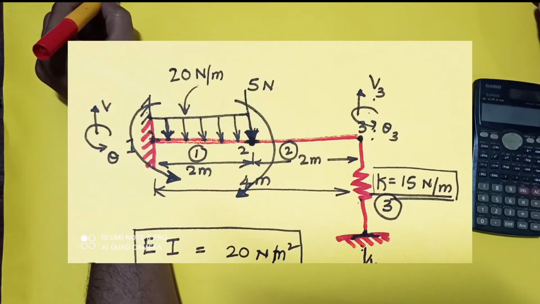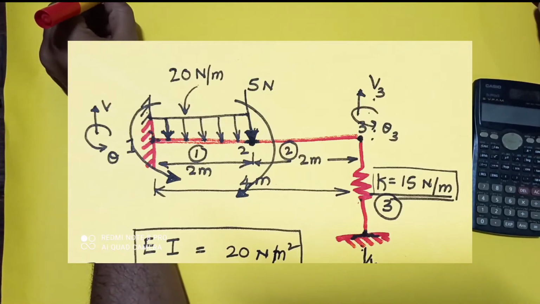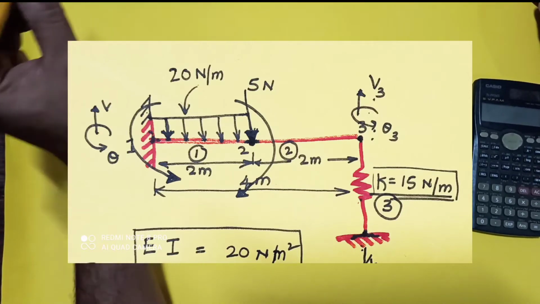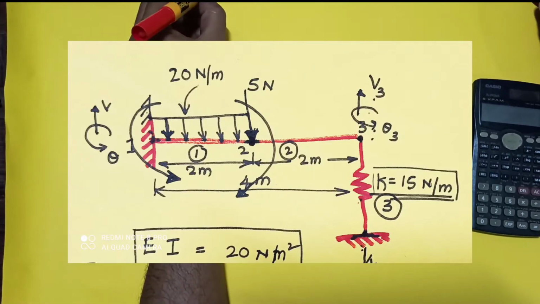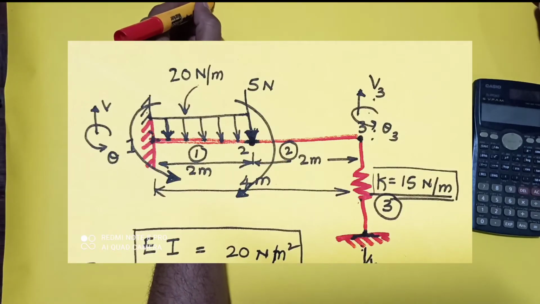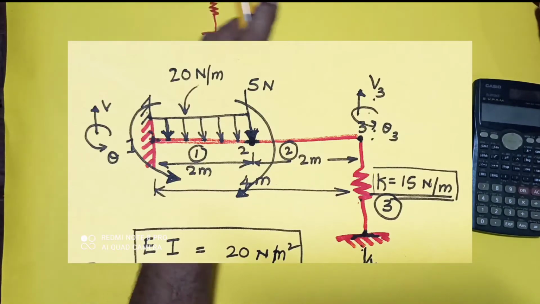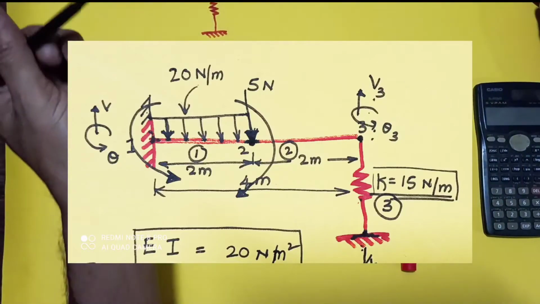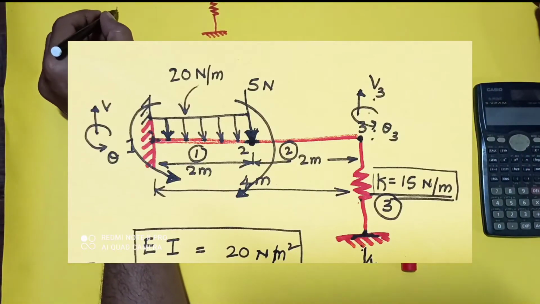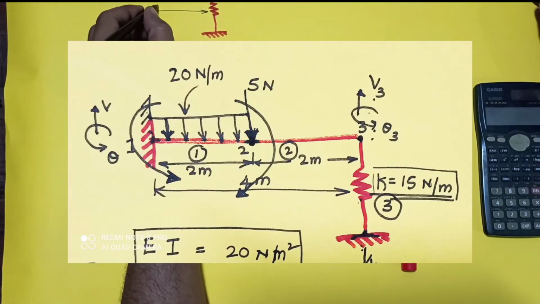One end is fixed, and this is the length of the beam, and at the other end it will have one spring deflection here. Then after that, again there will be a fixed end. Now let us take the total length of the beam; you can take it as 4 meter.